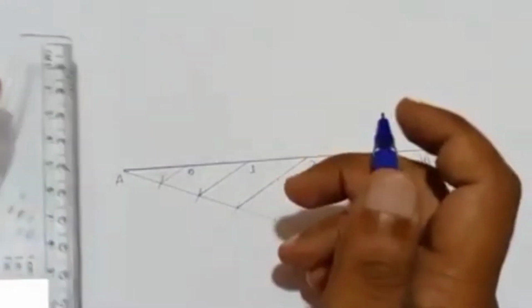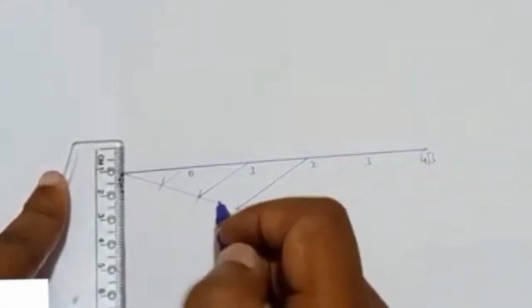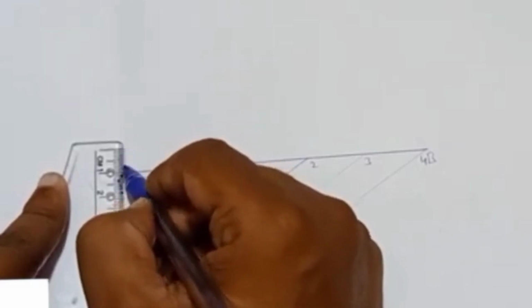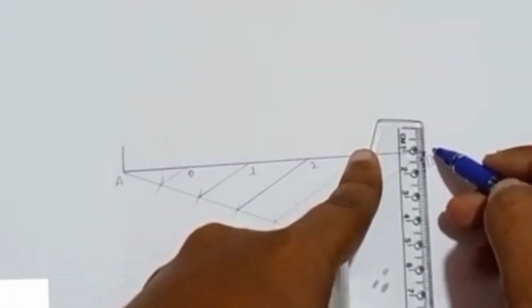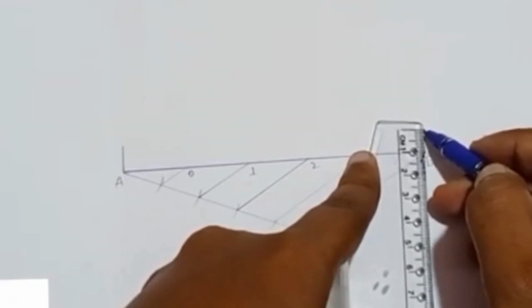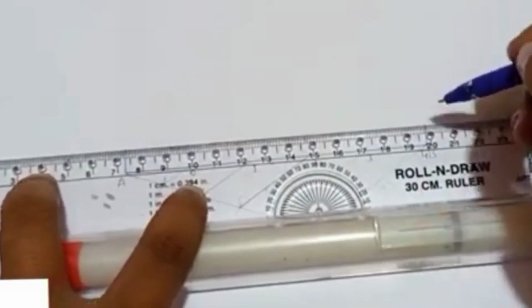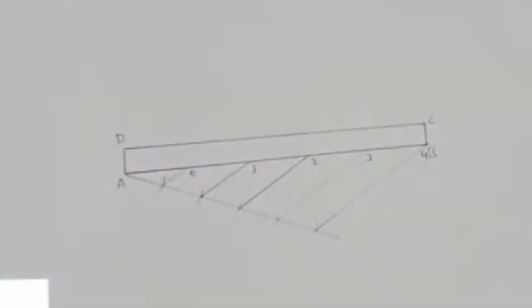Now I'll draw a vertical line at a height of 1 centimeter at the corner end of AB. This is the 50-meter scale, and each division is 10 meters. Here again you draw a vertical line of 1 centimeter. I will mark this as C and this as D.